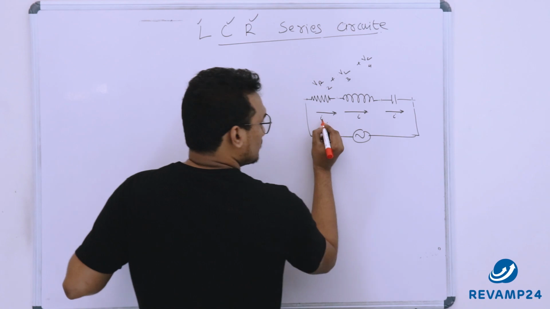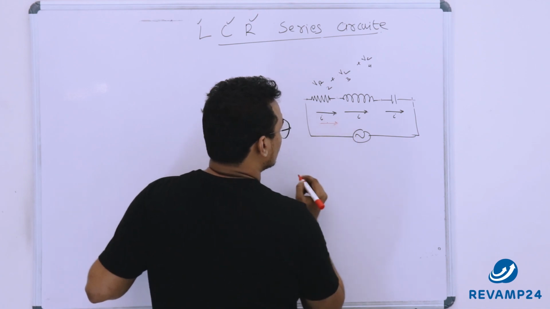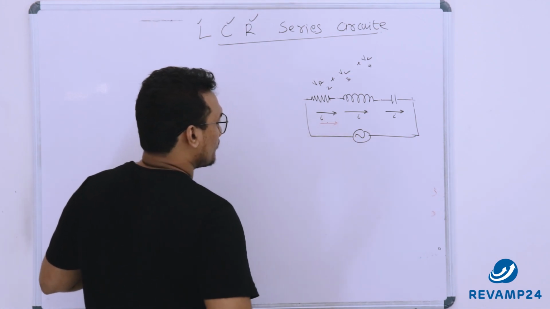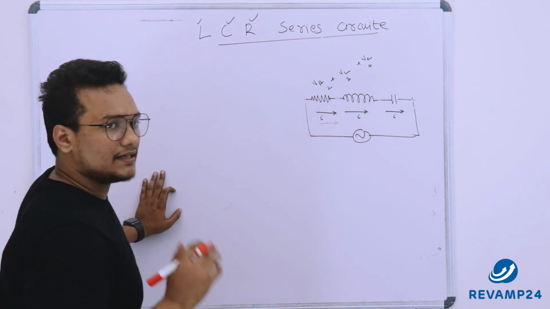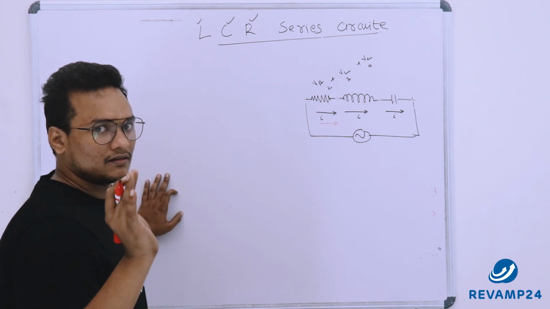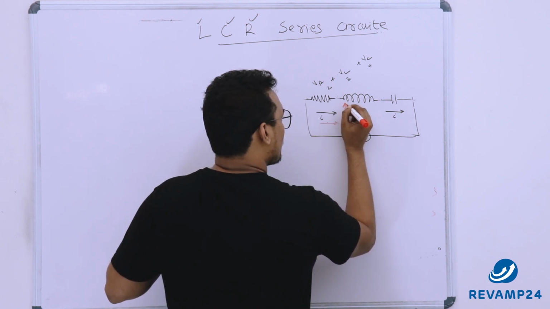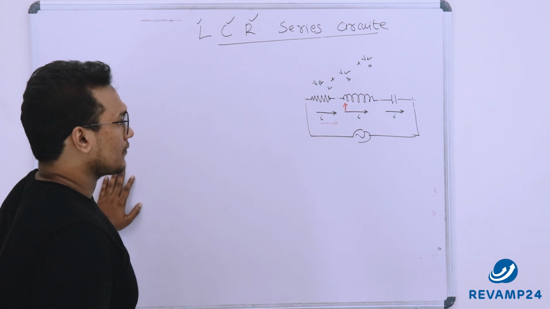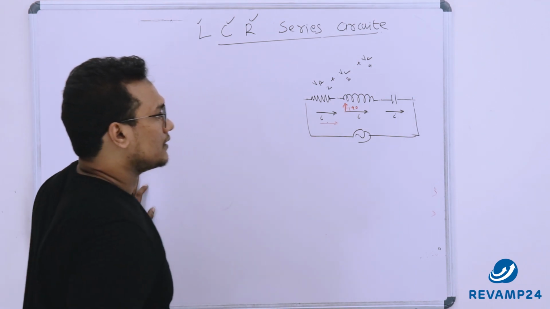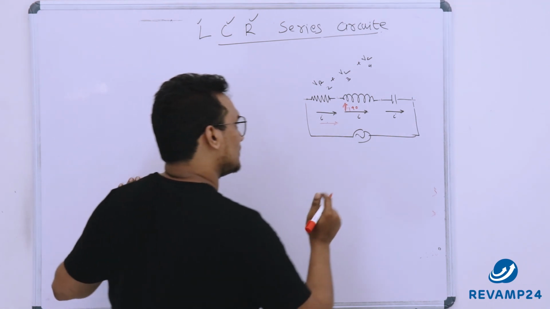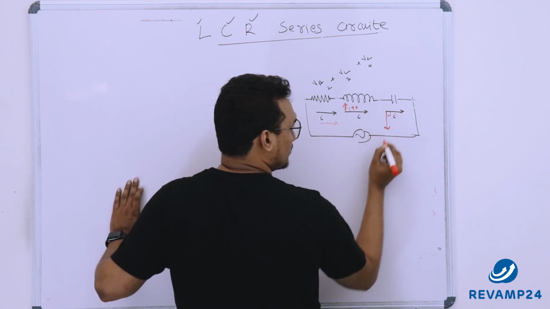In the resistance, we know that the potential would be in the same direction as the current, because we have learned that they are in phase. In the inductor, current lags voltage, so the voltage here would be leading. The current is lagging voltage by 90 degrees. In the capacitor, current leads voltage by 90 degrees.